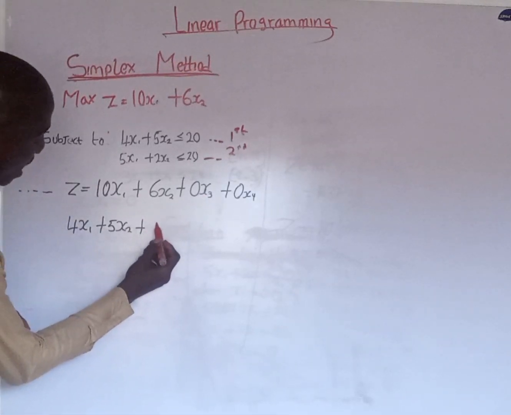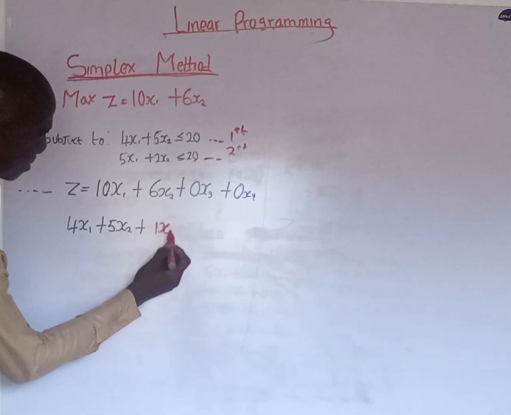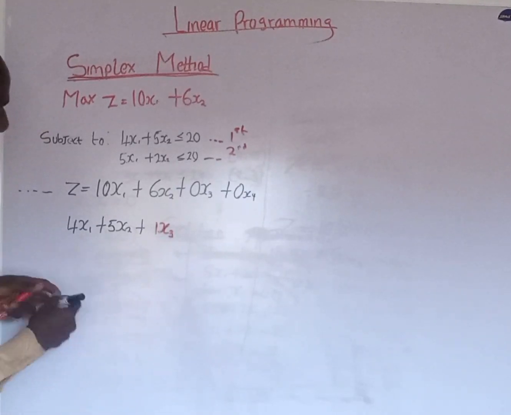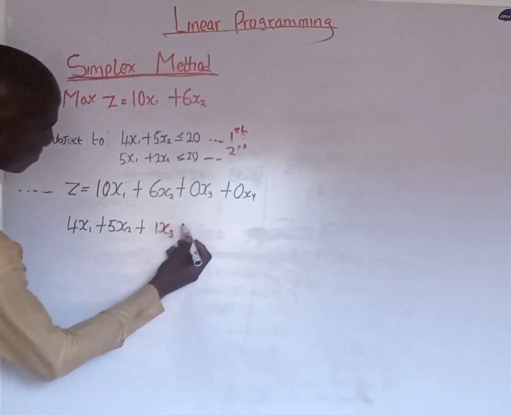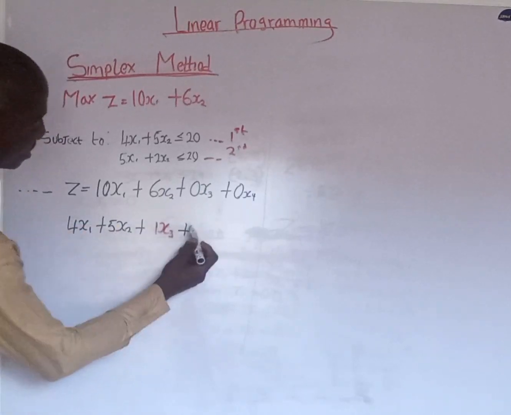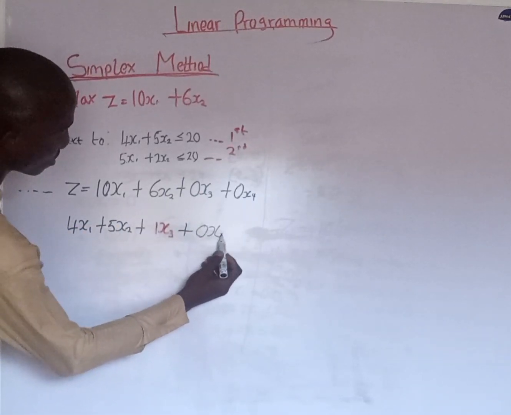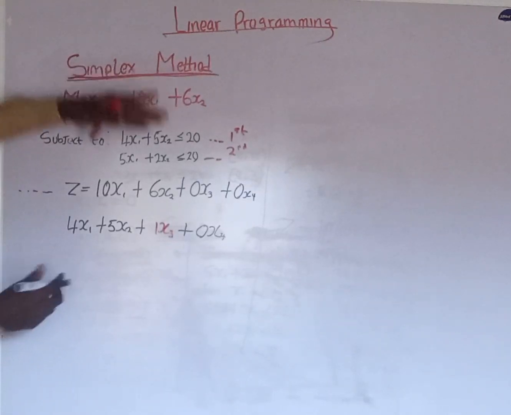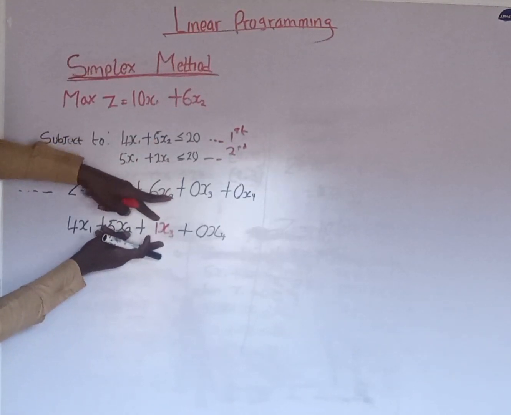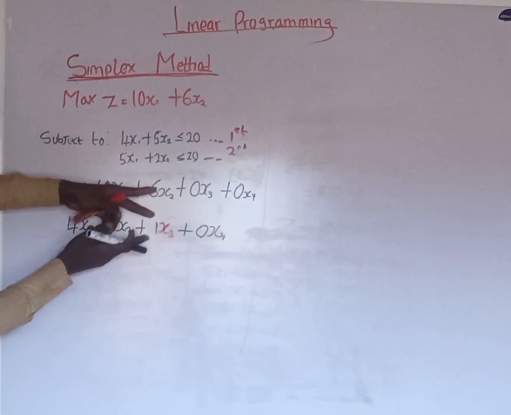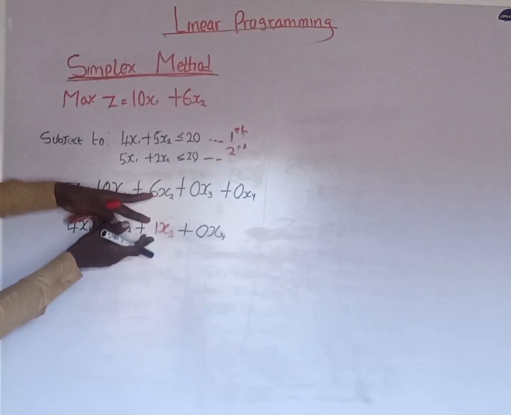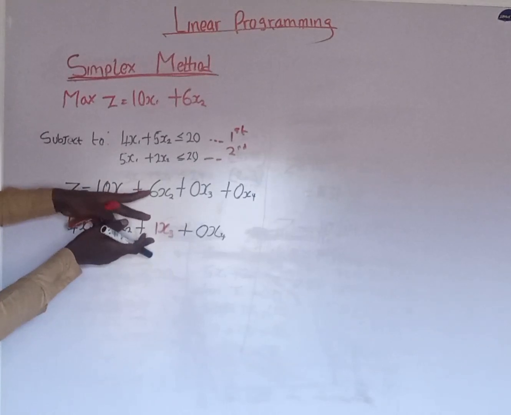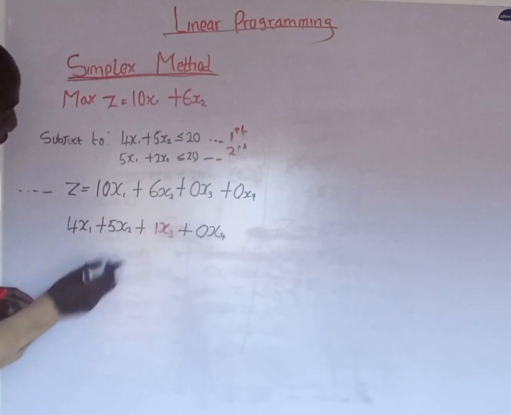So I'm going to be having 1x3 plus 0x4. That's it. This constraint and this slack variable belong to the first constraint. That is the reason why you cannot assume a neutral figure, which is 0. So I make it 1.